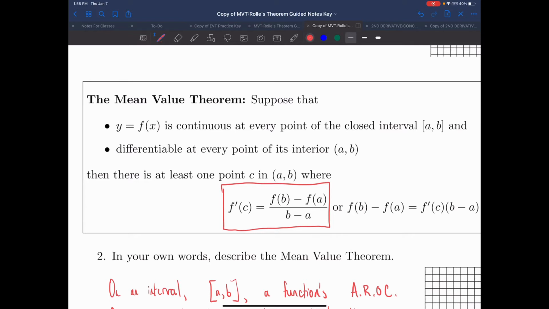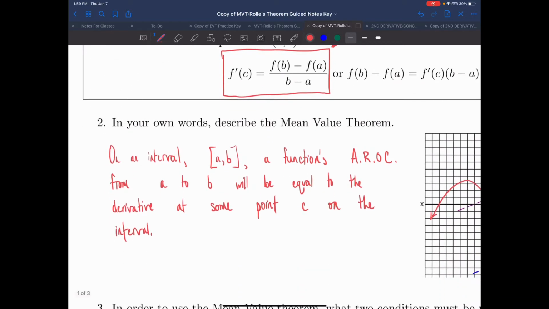So let's restate this. If a function is continuous and differentiable on a closed interval, then the derivative, f prime of c, is going to be equal to the average rate of change. So f of b minus f of a divided by b minus a is the average rate of change. The average rate of change is just the slope of the secant line between 2 points, and the derivative is the slope of the tangent line through 1 point. So we're saying that if you have those conditions, there's at least one place where this is going to happen.